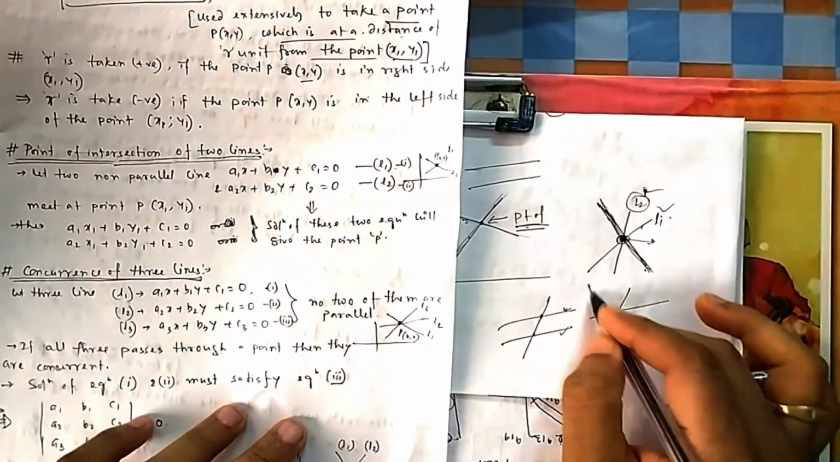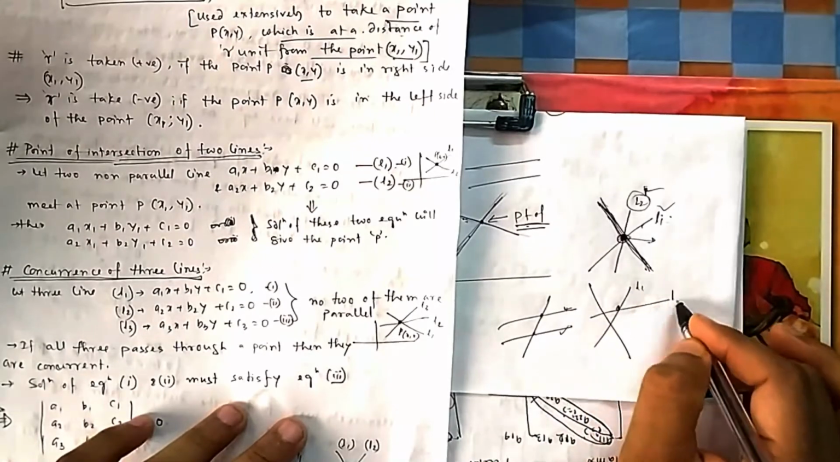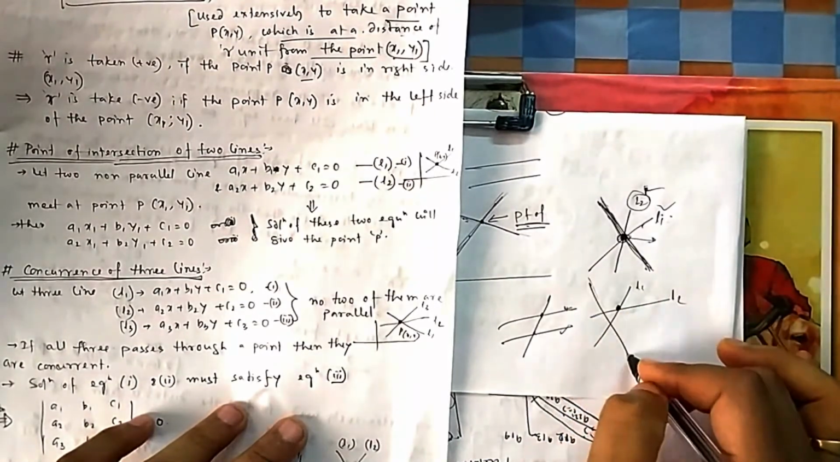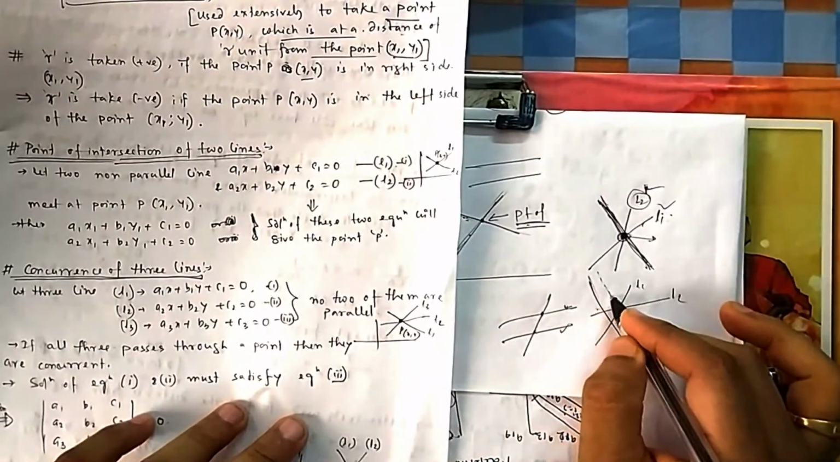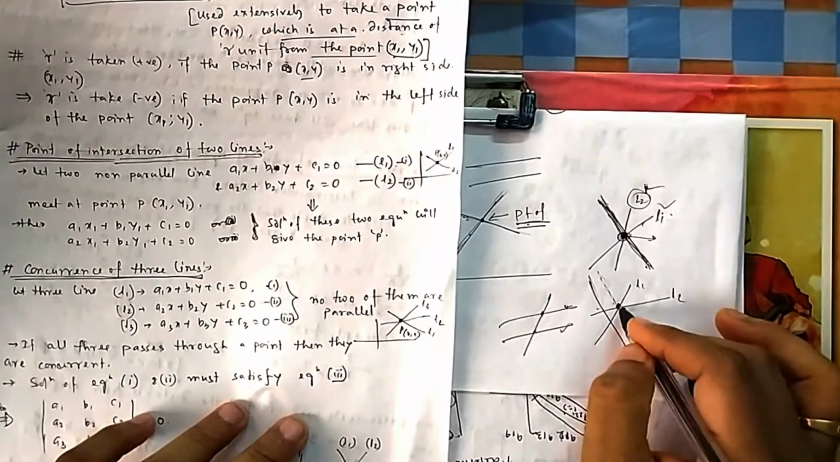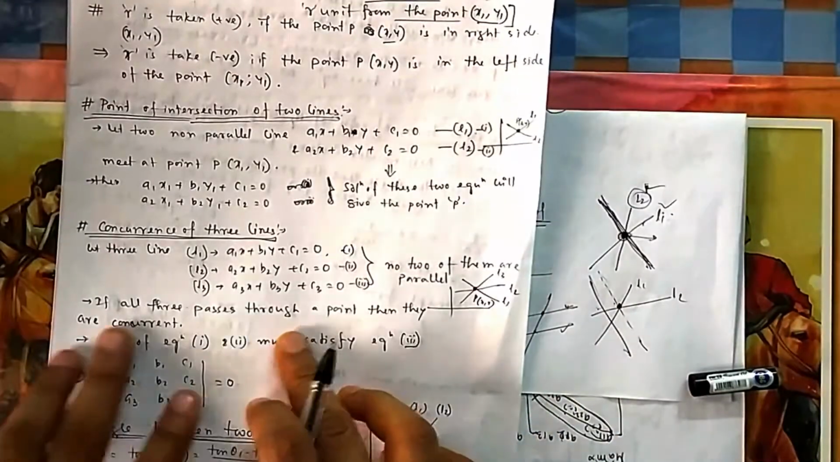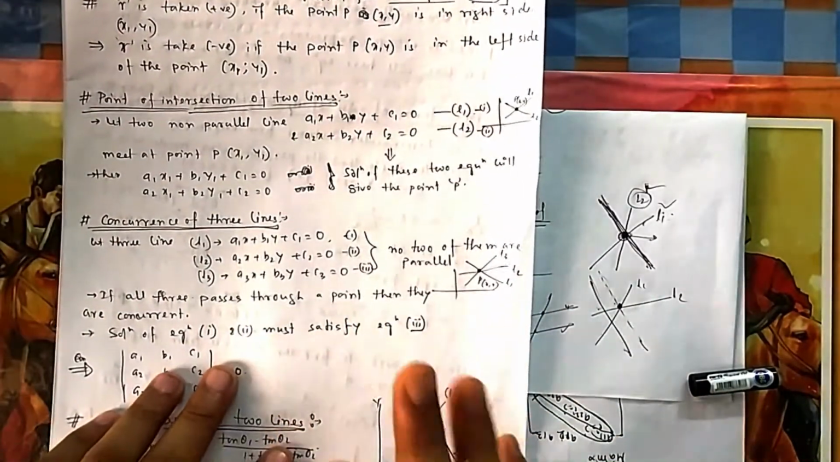Suppose it doesn't go through the third line. If you solve these two, you will find this point, and this point will not satisfy the third equation, because the third line is not going through it. If it had satisfied it, then the line would have gone through it. So if it is going through this point, then it is concurrent. All three lines should pass through the same point, and then we will say they are concurrent.